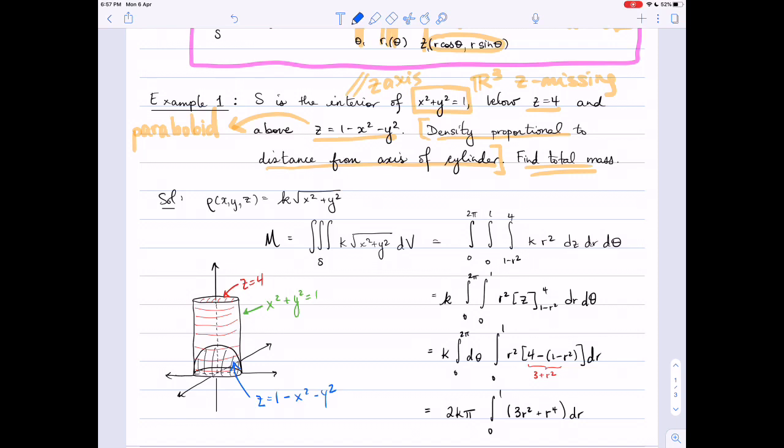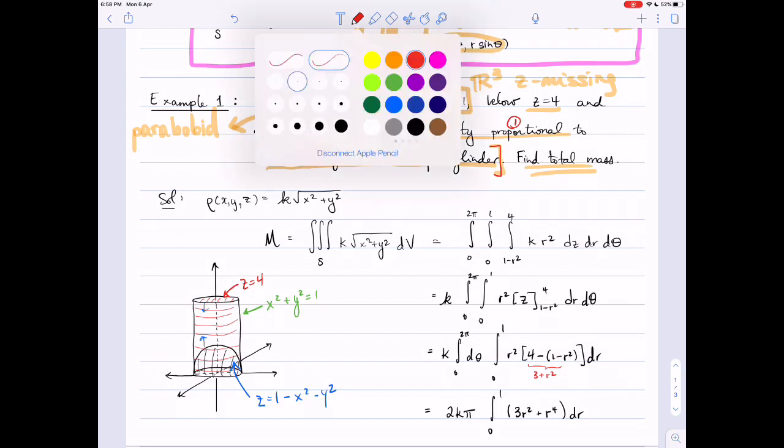It looks like some of those glass objects that you might see with a big bulbous bubble in the bottom or something like that. And we're looking to find the mass of the object, which is above the paraboloid and below the plane, given that the density is proportional to the distance from the axis of the cylinder. So there's two things going on there. It is proportional, and it is proportional to a distance. So let's look at our density function here. This is our density function.